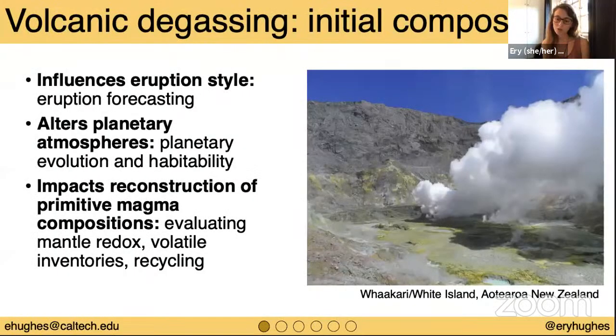And we can also start to look at the extent of recycled material if we're looking at isotopic traces such as sulphur in the mantle. And in order to do this and to look at eruption style and planetary atmospheres, we need an accurate and quantitative model of degassing. And today I'm just going to talk about modeling the chemical changes that occur in the melt and the vapor. Obviously, there are lots of important physical effects that occur as well, but today will just be about the chemistry.